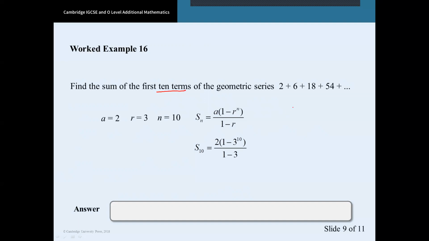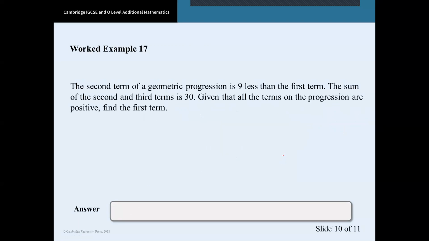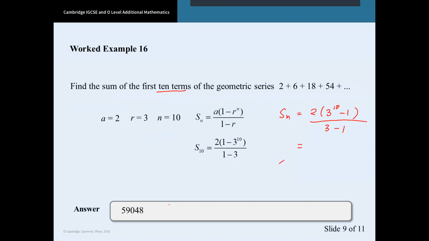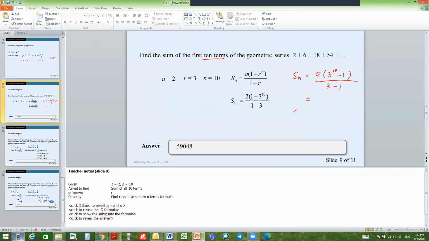The second formula will give you Sn equals to a. Your a is 2, so 2 bracket 3 to the power of 10 minus 1 over r minus 1. Your r is 3, so 3 minus 1. Okay, now if you key in these two things into the calculator, you should be getting the same answer. Let's test out and see.